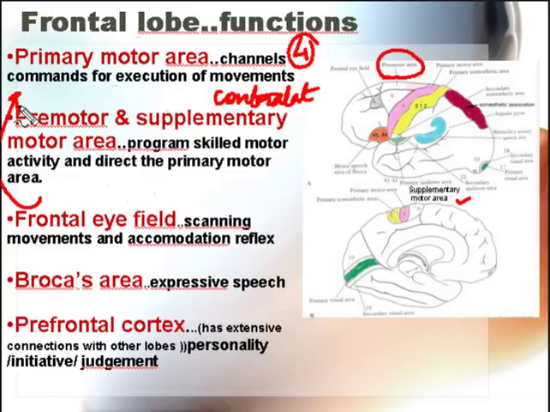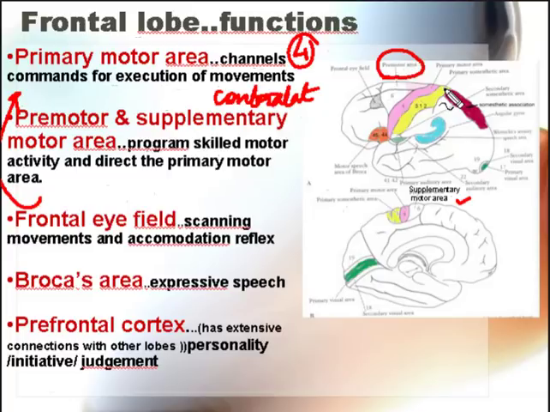Now this premotor area has extensive connections with proprioception, sensory information, and visual information. Because of these connections, it has an integrated system for using all of this information in preparing somebody to do movements, or in the preparation of movements. So the premotor area is extremely important.